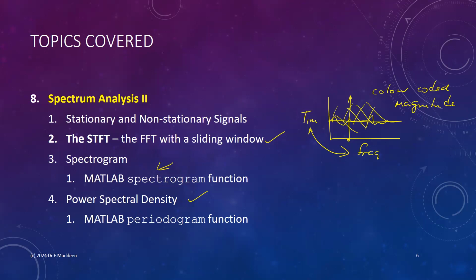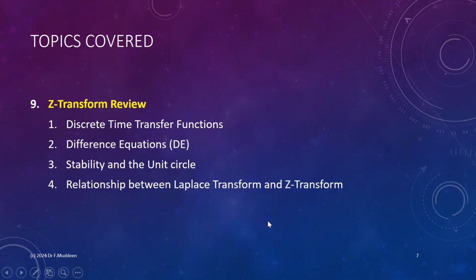The particular approach we took was to use a version of the power spectral density called the periodogram. There are other versions that we can use, and we didn't touch on that. That's more advanced signal processing. In both cases, there were two MATLAB functions that you could use on data to check what the spectrum looks like. All right?